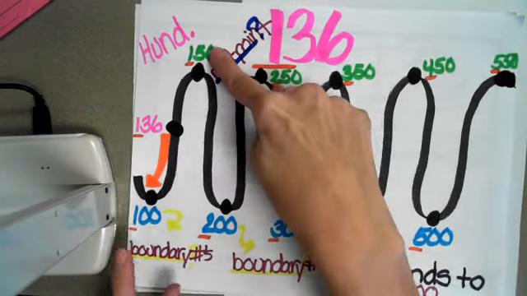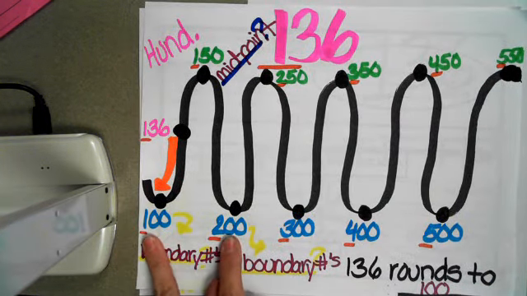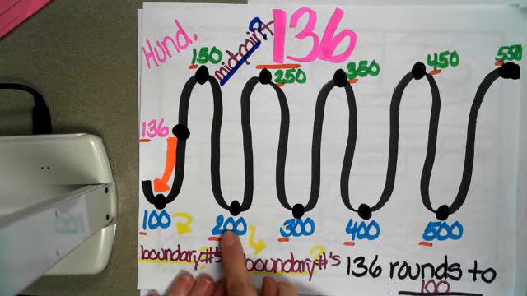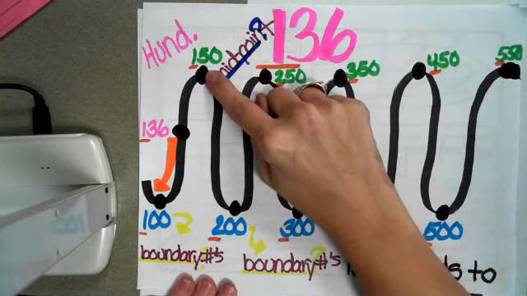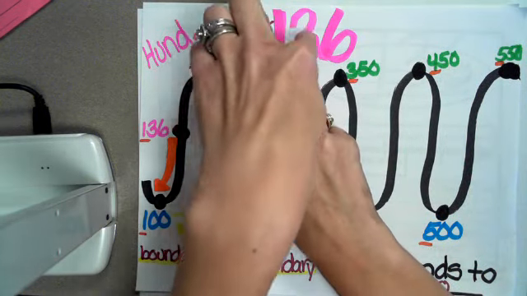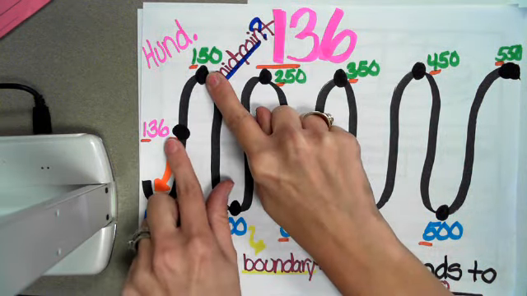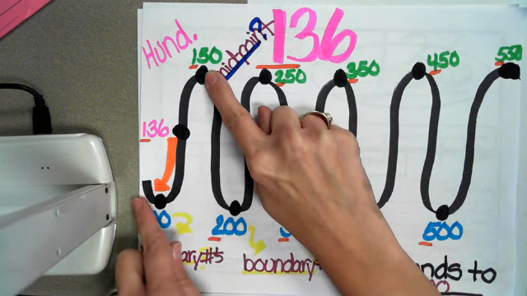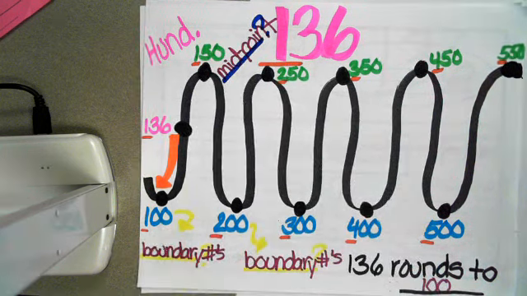The midpoint between 100 and 200 is 150 because it is in the middle of 100 and 200. Again, now that I found my midpoint, I can know that this 136 is going to be on this side because it is smaller than 150. And then it just kind of falls down the hill, so I know it's going to round down to 100.